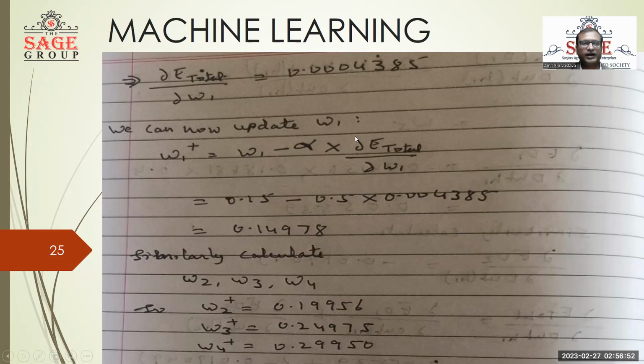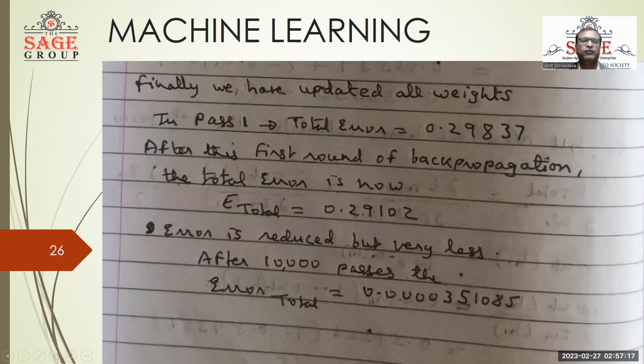So for updating the weight W1, we will use the same formula. W1 is equal to W1 minus alpha, that is my learning rate, into ∂E_total/∂W1. Just putting in the values, we get the updated W1 as 0.14978. The previous value of W1 was 0.15, so it has updated a little bit. In a similar fashion, we can calculate W2, W3 and W4 also. The same process will be followed.